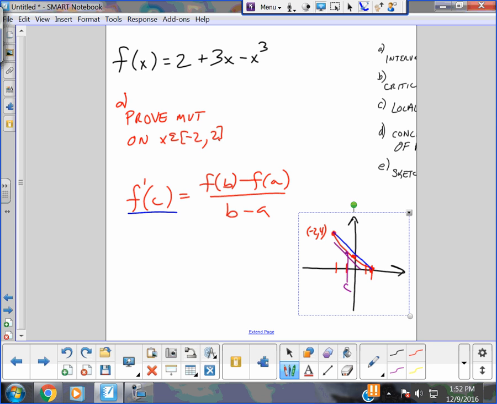So I have to find f prime of c. f prime of x, in this case, I think it's a pretty easy one. You guys agree? 3 minus 3x squared. And so I would put c in, and it equals f of b minus f of a over b minus a.